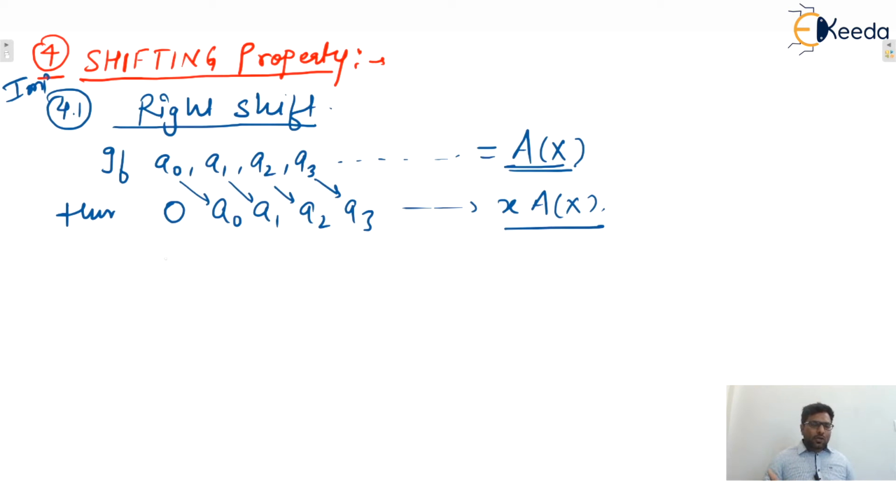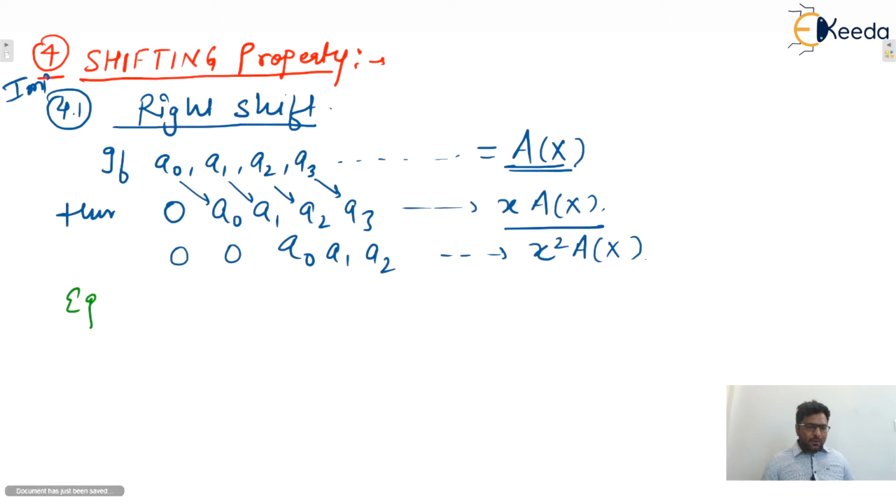If it is shifted two times and two zeros are added here, then we can say that the corresponding generating function will be multiplied with x square, isn't it? And so on. If three zeros are there, then it will be multiplied with x cube and so on, isn't it? So let us take one example based on this property.